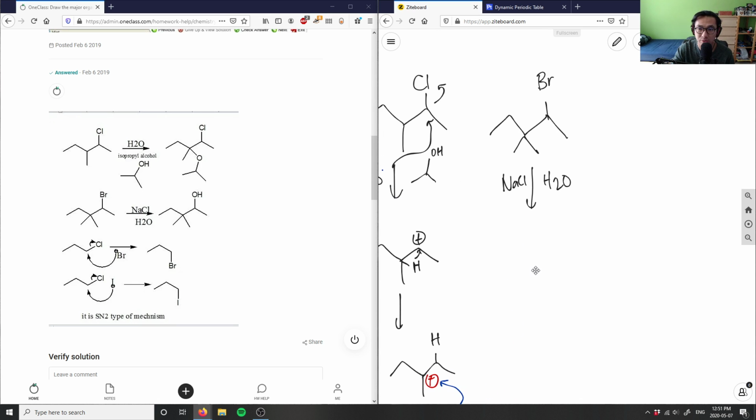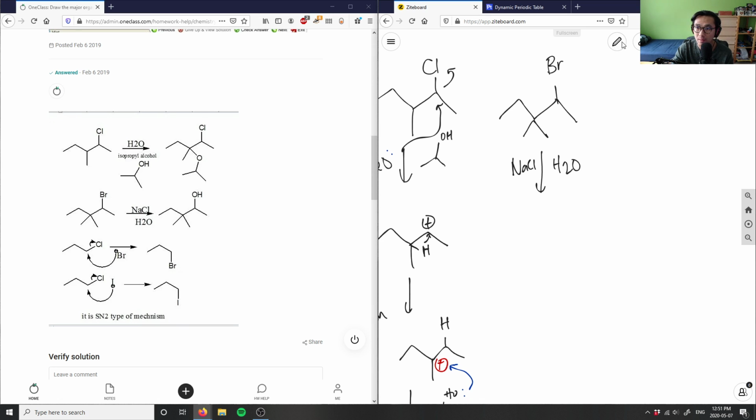Okay, number 2 is now asking us, we have this compound here, and if I react it with sodium chloride and water, what would I get here? So in this case, I can't make a tertiary carbocation, right? So this here is another trick question. It's a trick question like the first one.